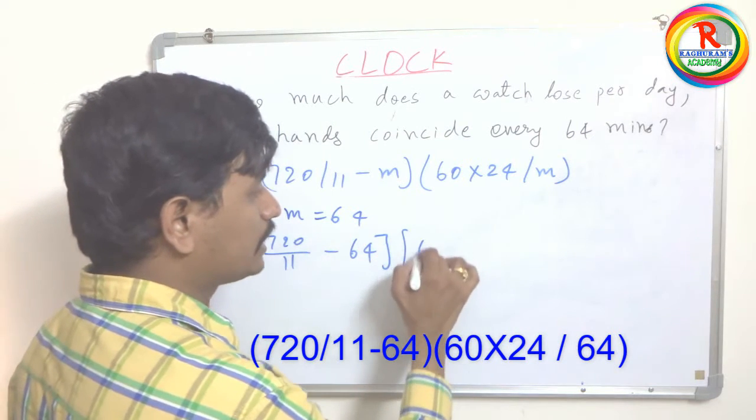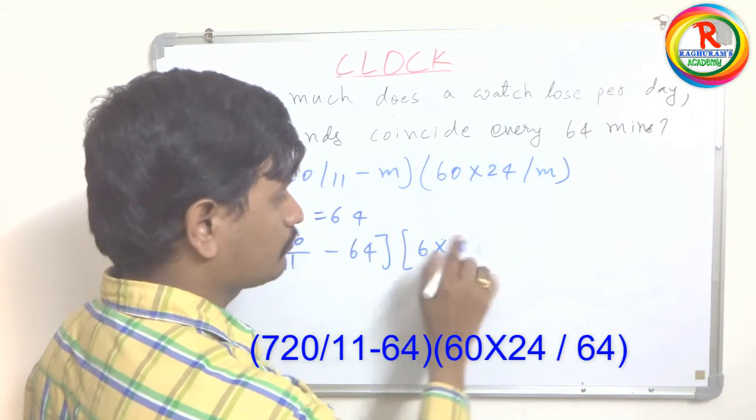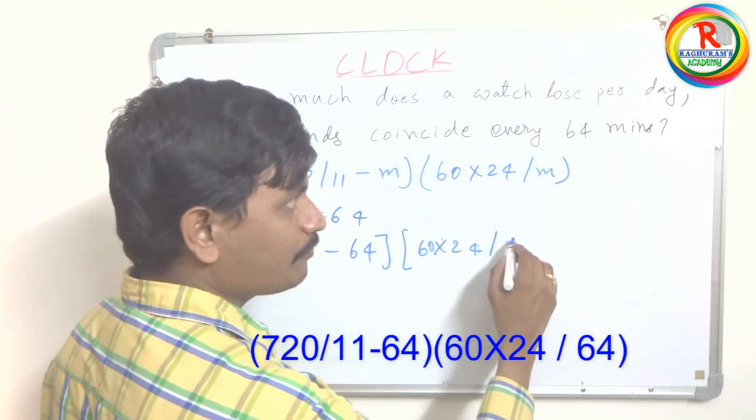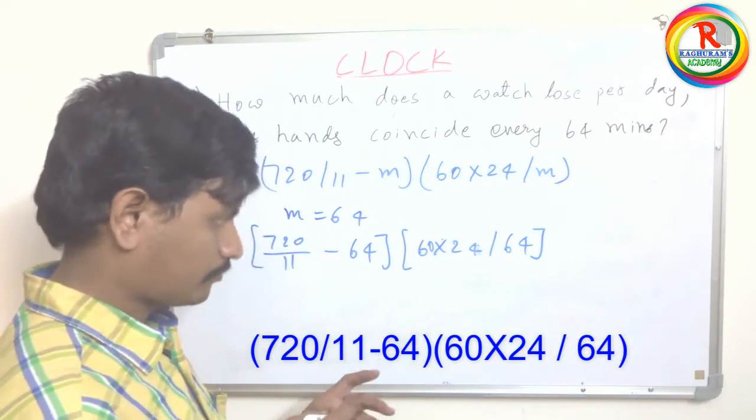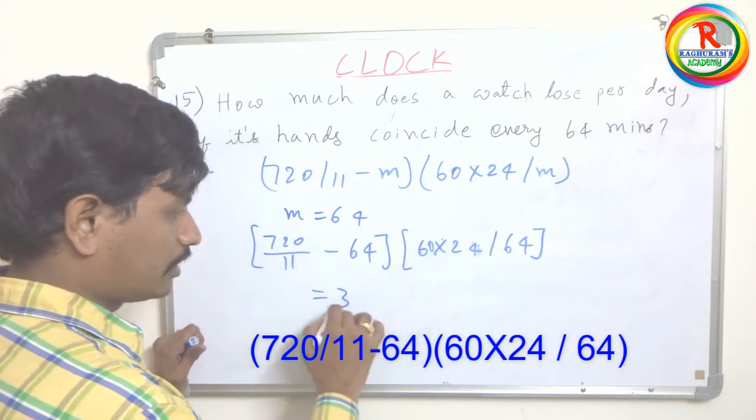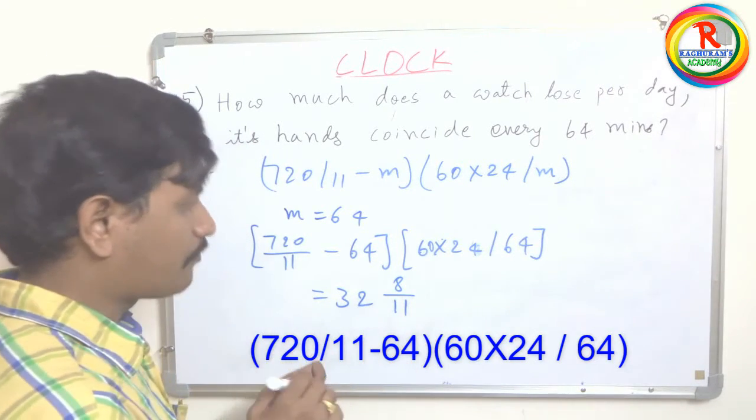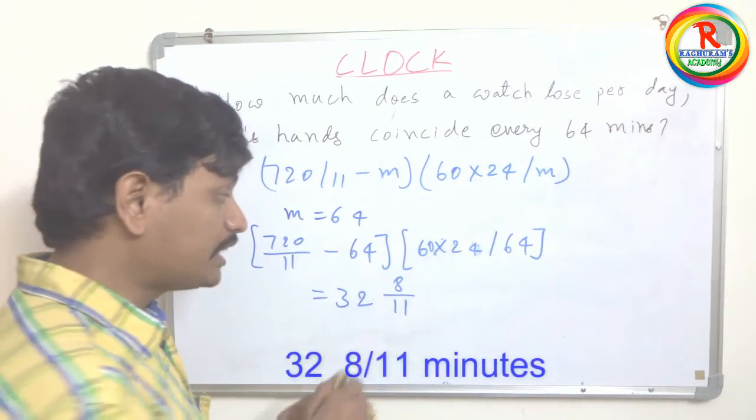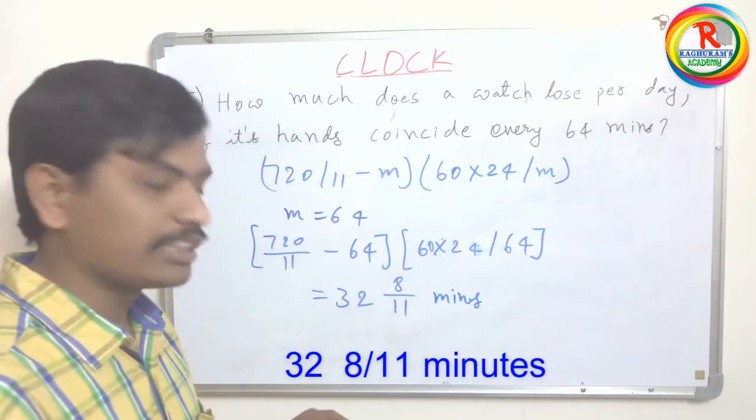So into 60 into 24, divided by, in the place of m we substitute 64. Simplifying, we get 32 8/11. So how much does a watch lose per day? 32 minutes 8/11. It will lose 32 8/11 minutes per day.